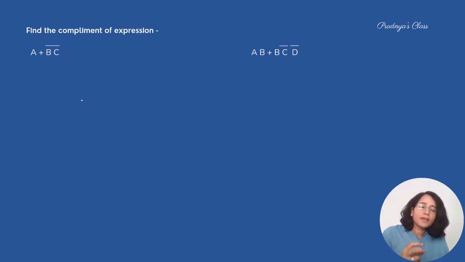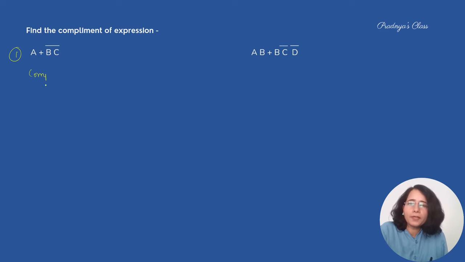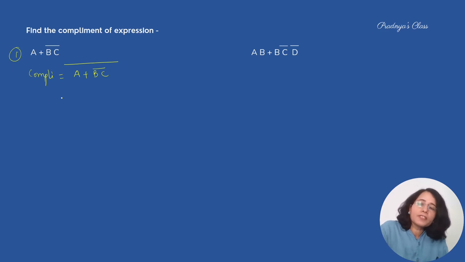We can apply DeMorgan's law to find the complement of an expression. So let's consider this first example, (a plus b) whole bar. Now we have to calculate the complement of this expression. So the complement will be (a plus b bar), and we have to take the complement of it, so whole bar. Now let's apply DeMorgan's theorem, which says we can break the bar and we can change the sign. So according to the rule we will get this expression.